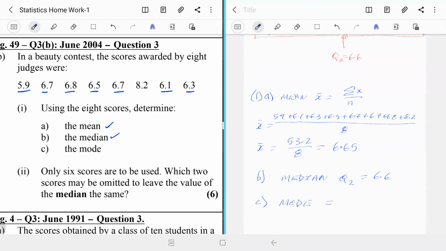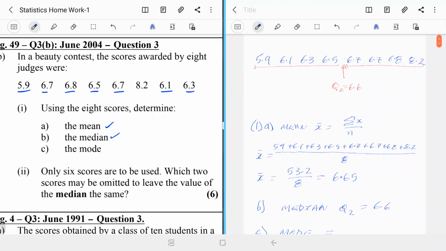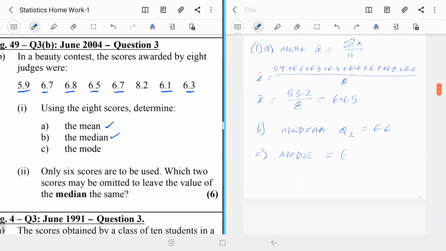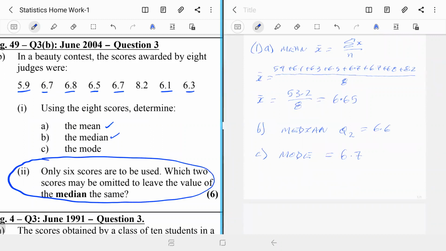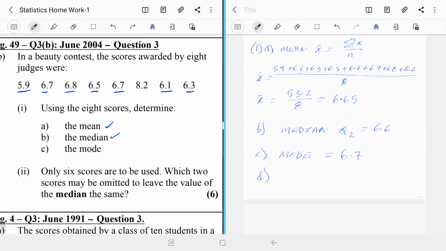And the mode is the value that occurred most frequently, which is the 6.7. 6.7 was the only value that occurred twice. Everything else appeared once. So the mode is 6.7. That's the mode. All right. Now, before I get to this part of the question, I'm going to put in some additional parts. I'm going to put in a D. And for D, I'm going to ask for the range.